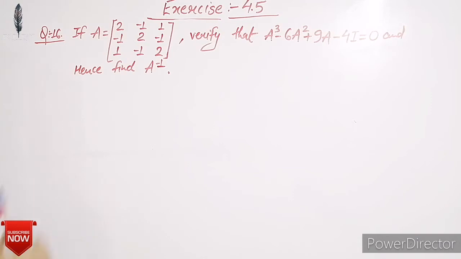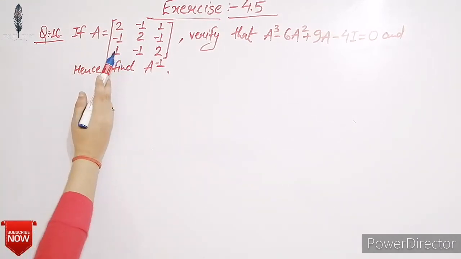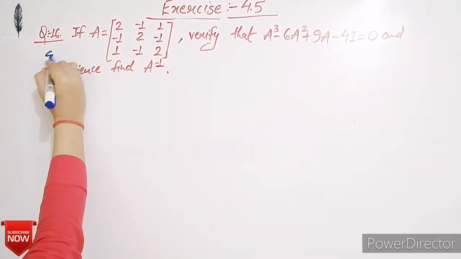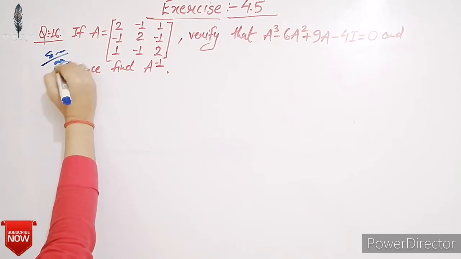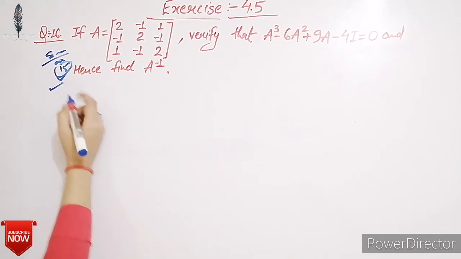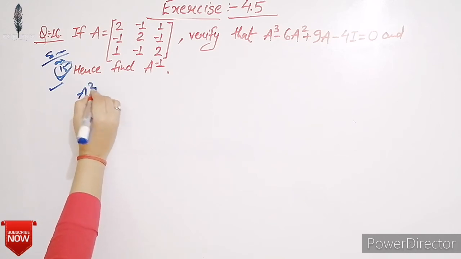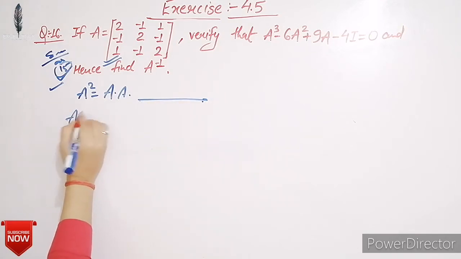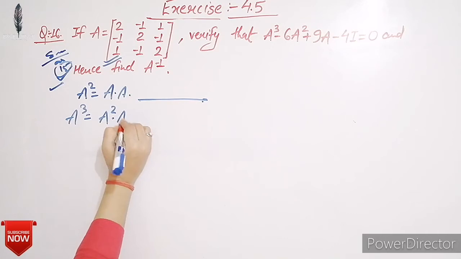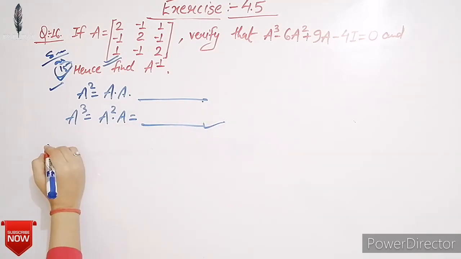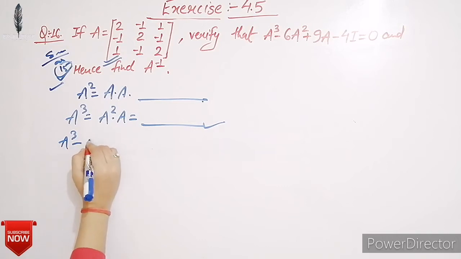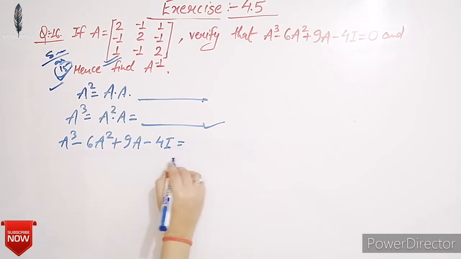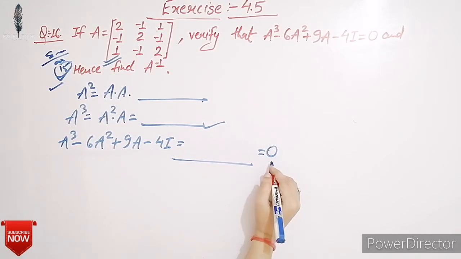Let's see the next question, question number 16. Here the given matrix is A and we have to verify that A cube minus 6A square plus 9A minus 4I equals 0 and hence find A inverse. It is the same as question number 15, so you can solve it. First you have to find A square, that is A into A. Put the values of A and multiply. After that A cube, that is A square into A. Now put these values in A cube minus 6A square plus 9A minus 4I and solve. You get a null matrix.